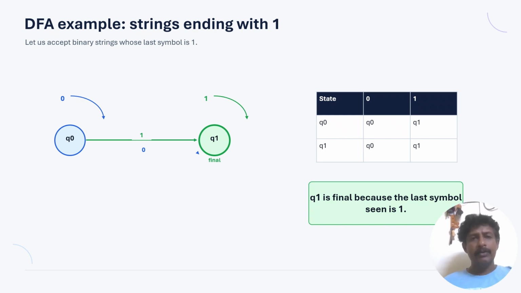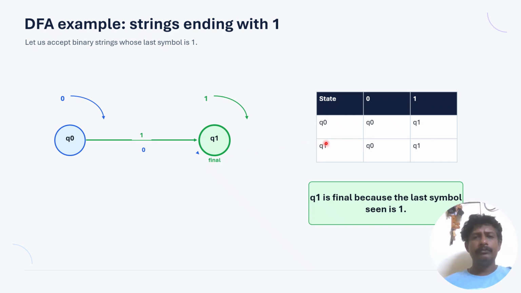Let us take a simple DFA example. We want to accept all binary strings that end with 1. So if the last symbol is 1, the string should be accepted. If the last symbol is 0, it should be rejected. Here we use two states. q0 means the last symbol is not 1, or we have not yet got a 1 at the end. q1 means the last symbol is 1. q1 is a final state.